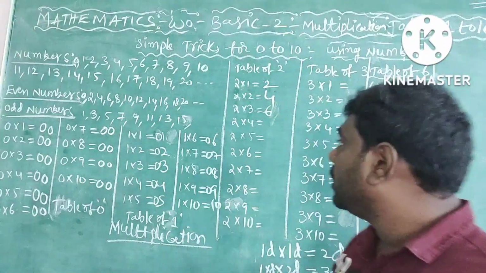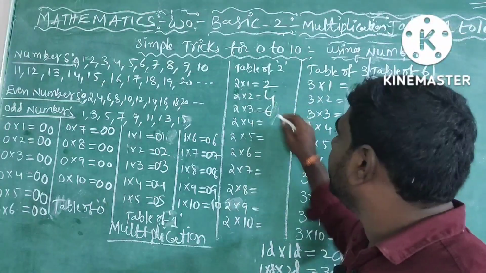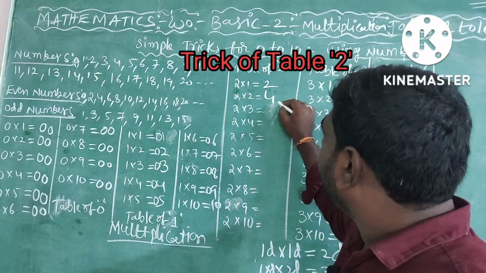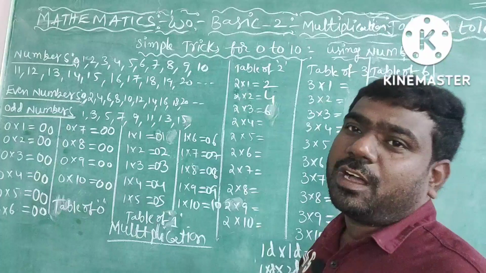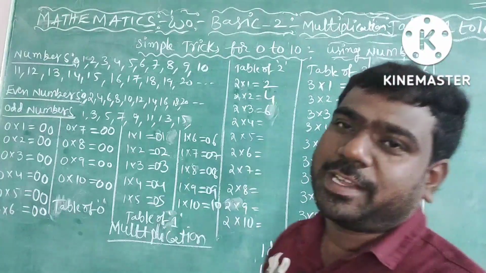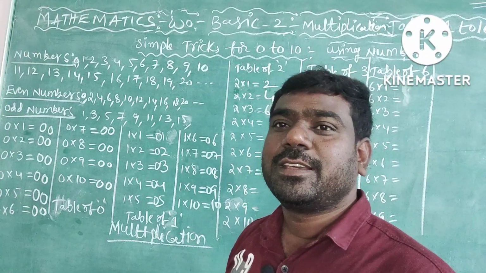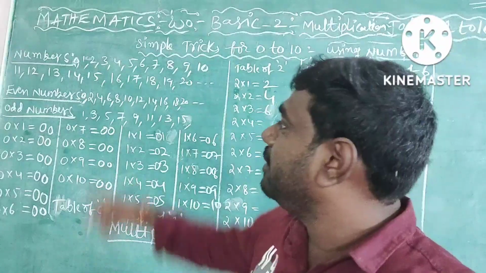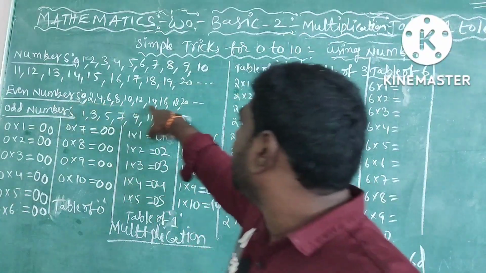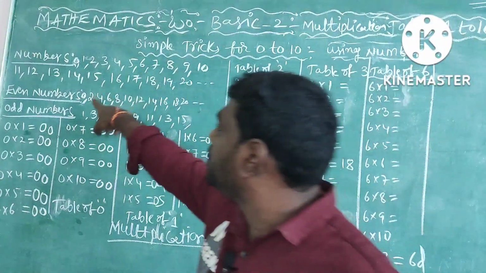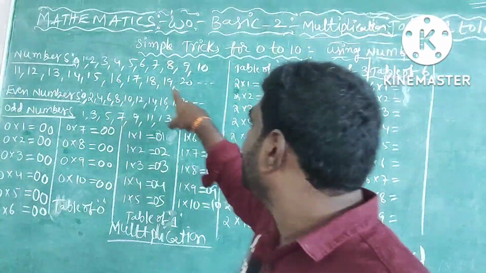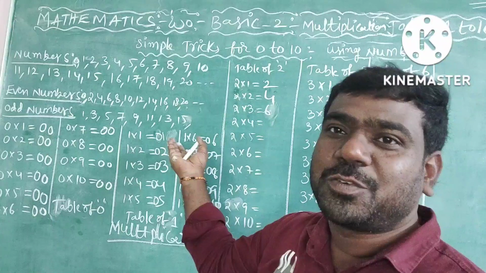Now what about the second table trick? The second table trick is very simple. We already know very well about the numbers. What are the even numbers? See, these all are the even numbers. The even numbers start with 2 and are written up to 20. That is the answer of the 2 table.